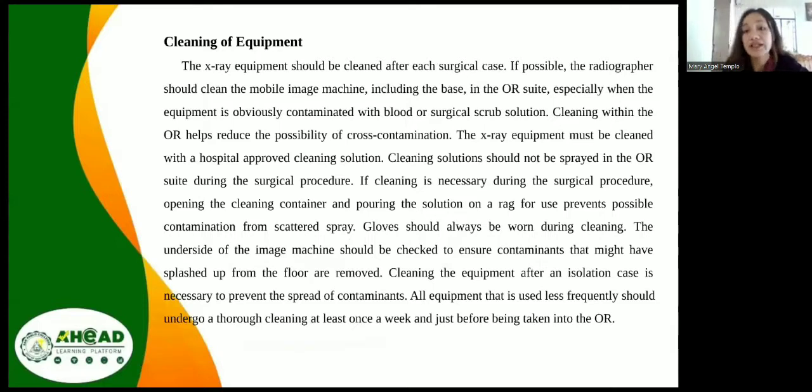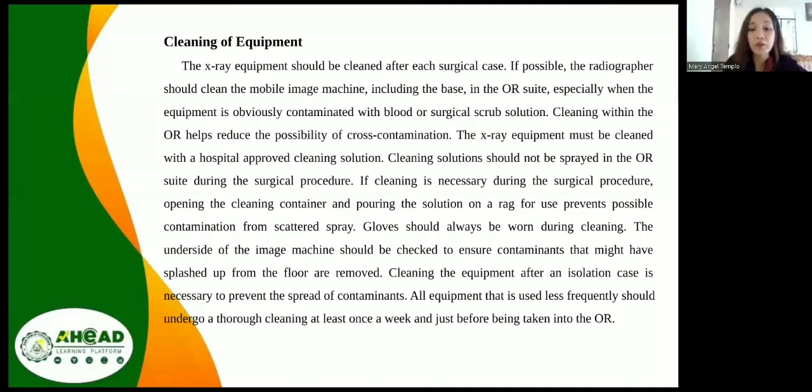If cleaning is necessary during the surgical procedure, opening the cleaning container and pouring the solution on a rag for use prevents possible contamination from scattered spray. Gloves should always be worn during cleaning. The underside of the imaging machine should be checked to ensure contamination that might have splashed up from the floor is removed. Cleaning the equipment after an isolation case is necessary to prevent the spread of contaminants.